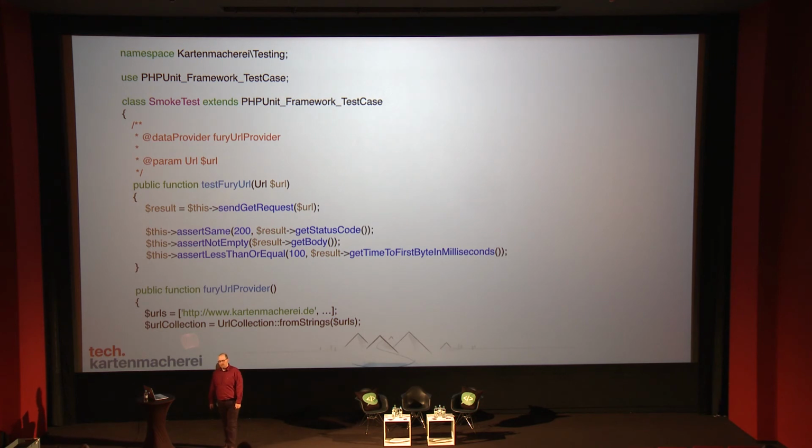That's pretty much the source code which came out of it. We have quite a long list of URLs at the bottom. We use the data provider from PHPUnit, and we then check if the status code is correct, check the time to first byte, and see if a body is transferred. That took 45 to 50 minutes for each deployment. So that's another no-go. We said, okay, that's not going to work.